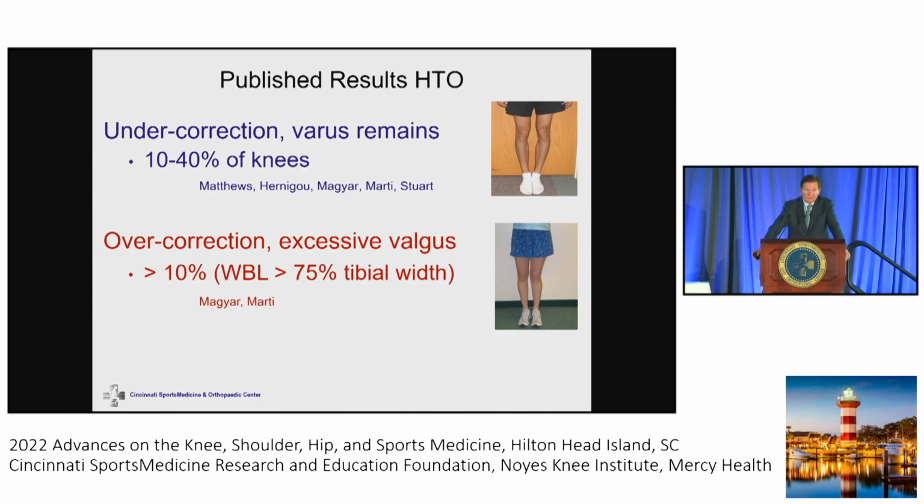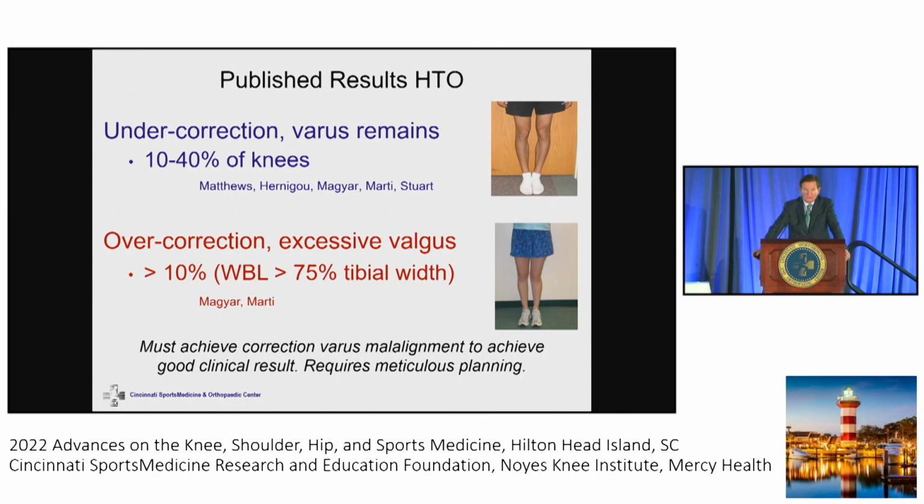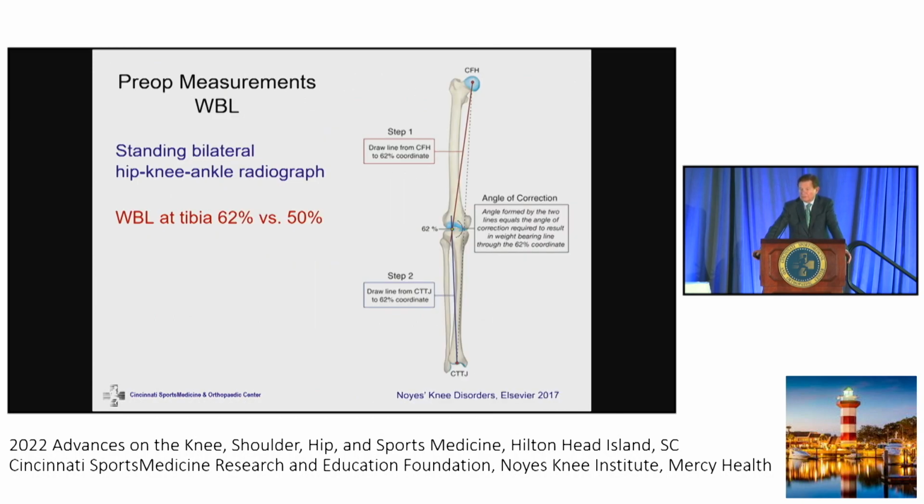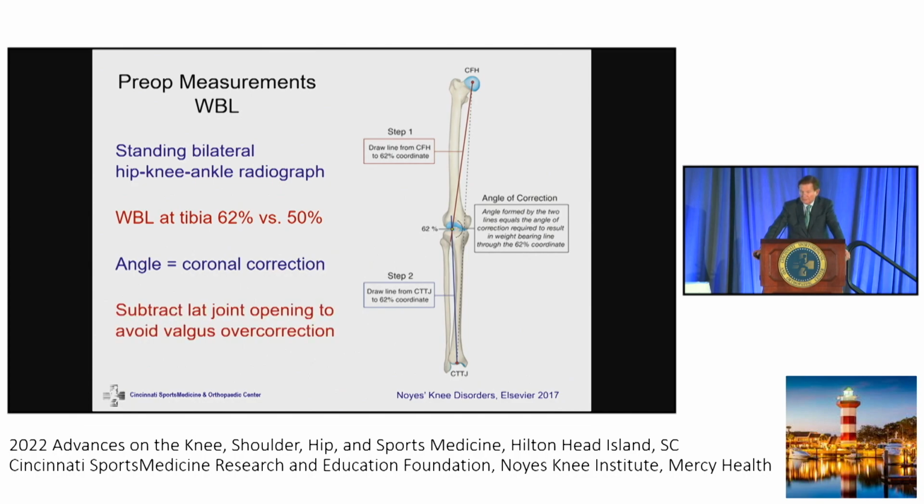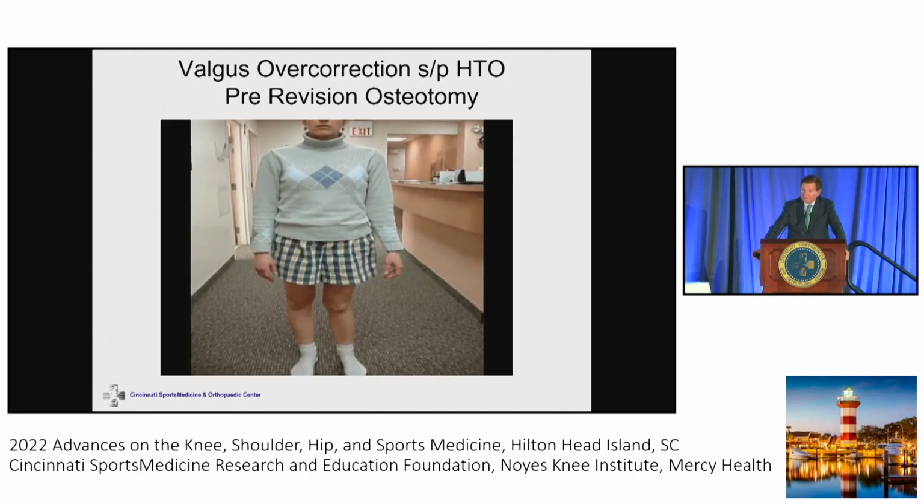The published results of HTO then, undercorrection, overcorrection, up to 40% of the knees, and that's up to the surgeon. And don't overcorrect. You end up with excessive valgus. So you have to be very careful in your measurements at surgery. We go through the measurements of the weight-bearing line. We have that in our textbook, and I won't go through all of these measurements, but you have to achieve a correction and move that weight-bearing line greater than 50%. And we don't want to go greater than 62%.